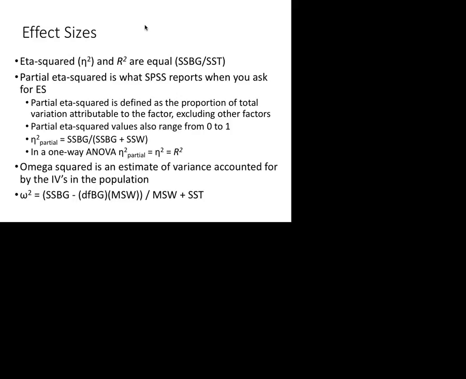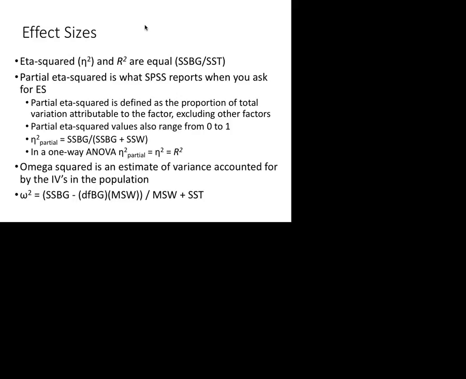Partial eta squared is just a derivative of eta squared. So we have eta squared, which is equal to R squared. And as you think back to our understanding of both regression and ANOVA, R squared is equal to sums of squares regression divided by total sums of squares, right? That's what we're doing here, but in this case, instead of calling it sums of squares regression, we're calling it sums of squares between groups. So SS between groups divided by sums of squares total.